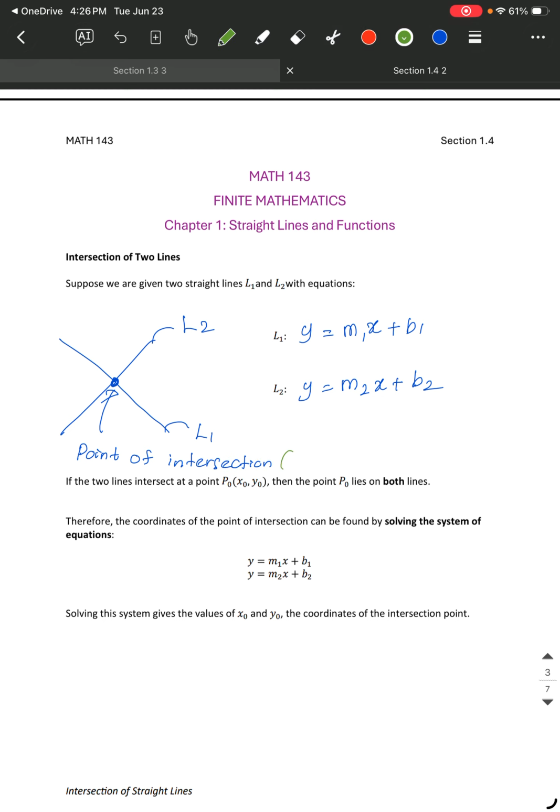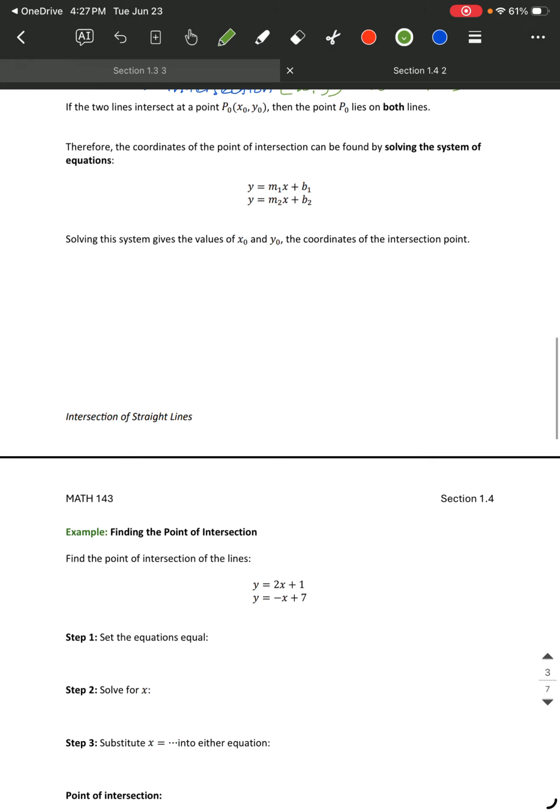Let's call that point P naught, (x naught, y naught). Both x naught and y naught satisfy and lie on both lines. So finding the intersection point means solving a system of two linear equations like L1 and L2. Okay, let's move forward.